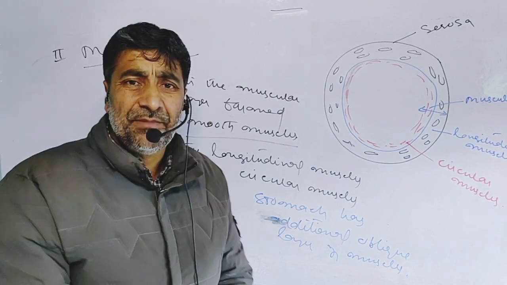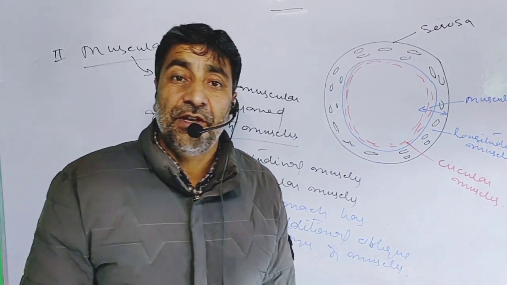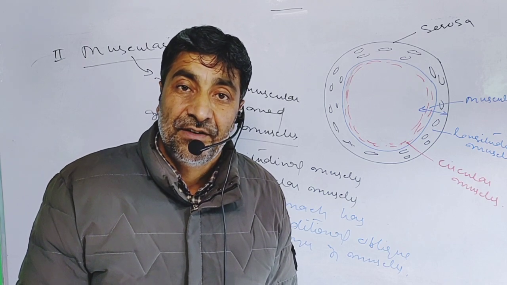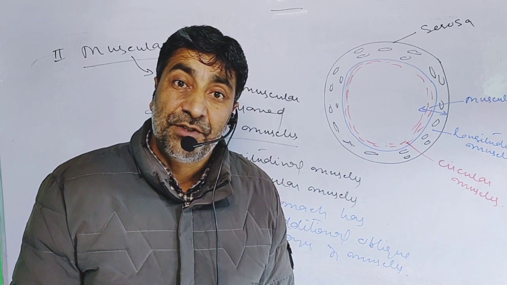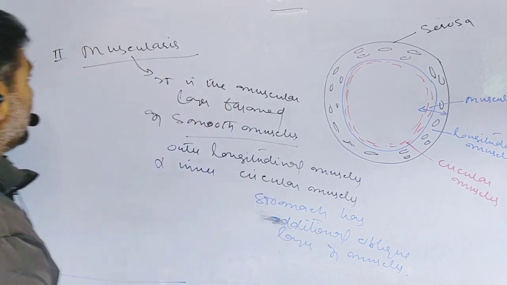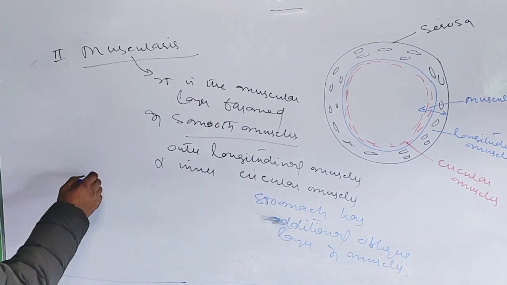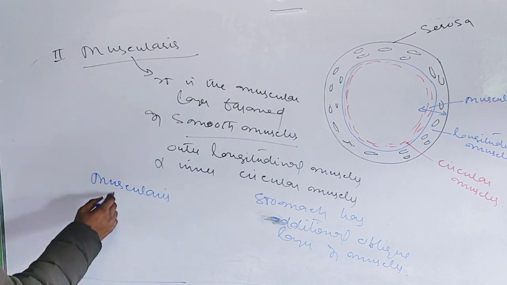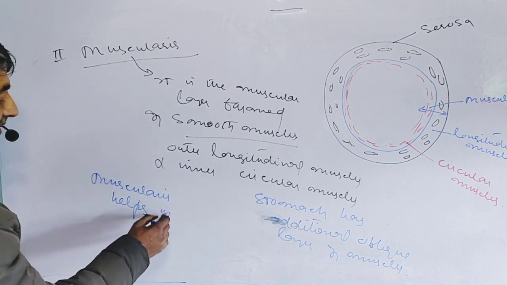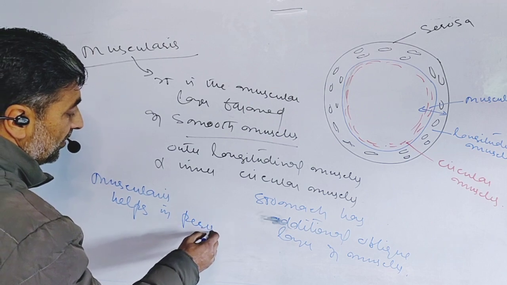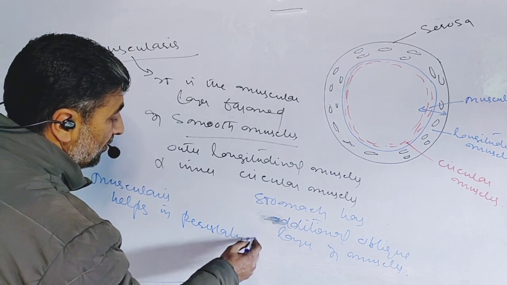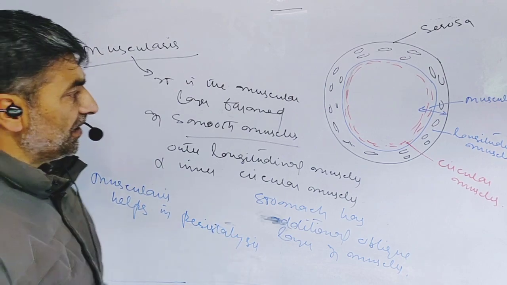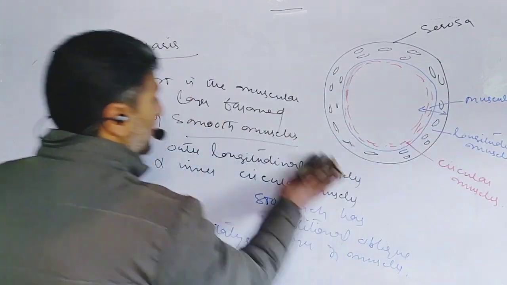So what is the function of this muscularis? Muscularis helps us in peristalsis. Or we can say it produces peristaltic movement. Muscularis helps us in peristalsis. Try to understand.